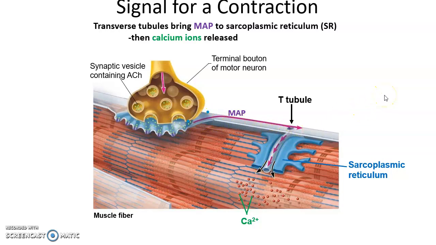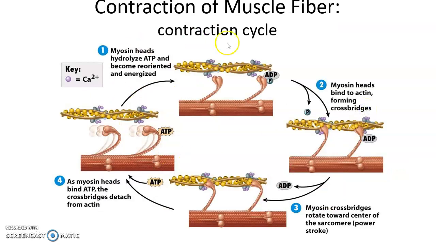the transverse tubules. This change in charge in the transverse tubules signals the sarcoplasmic reticulum to release its calcium ions. So the muscle action potential in the transverse tubule causes the sarcoplasmic reticulum to release its calcium ions. And that leads to the contraction cycle and the end of this part of the lecture.